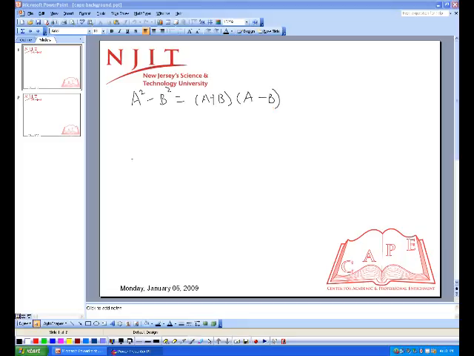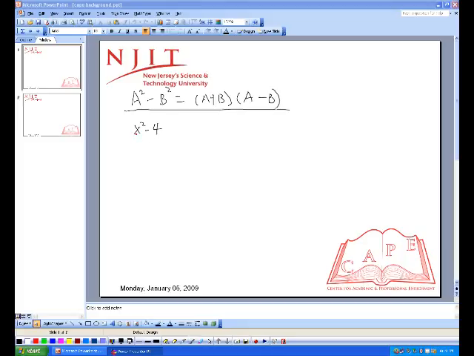And now we can also use this formula to factor a difference of squares. So let's look at an example. We have x squared minus 4. Okay, so now if you memorize this formula, we can simply identify what a and b are and then plug them into the formula.